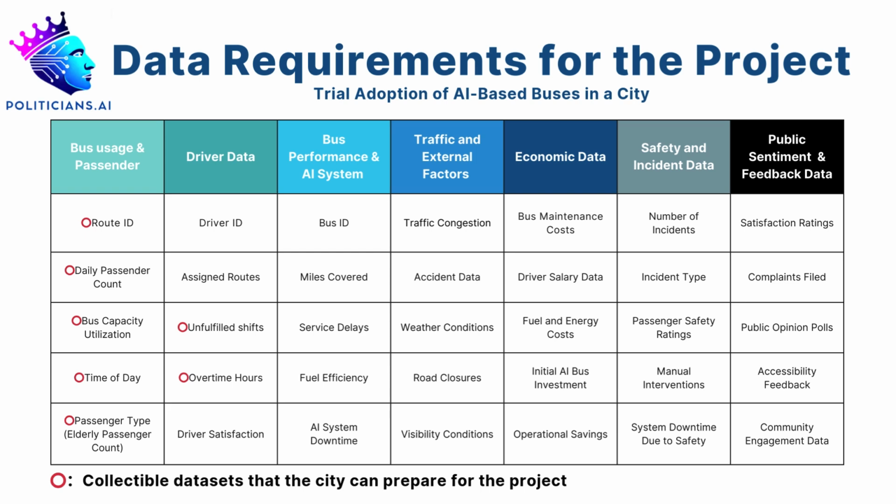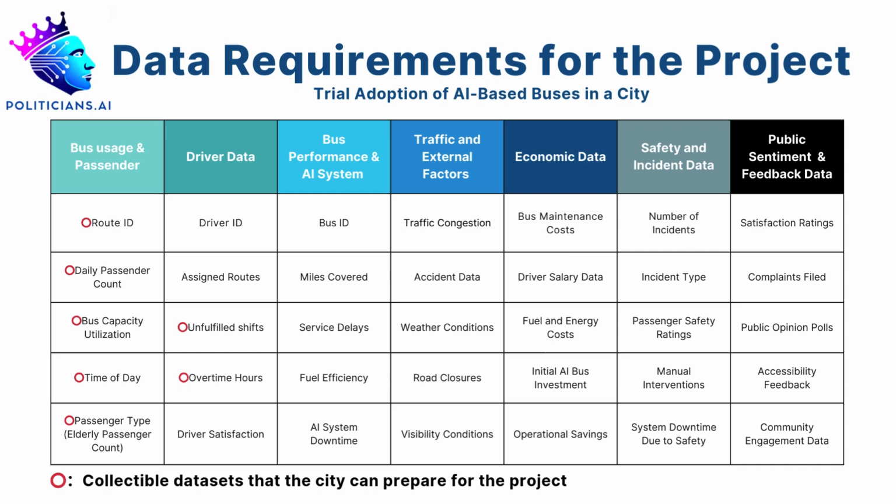2. Driver data. Next, we have the driver data, which is critical for understanding the root of the driver shortage and how AI buses might alleviate this problem. Key features. Driver ID. Each driver is assigned a unique identifier so we can track their activity. Assigned routes. We'll know which routes each driver is responsible for, allowing us to connect driver performance to specific routes.